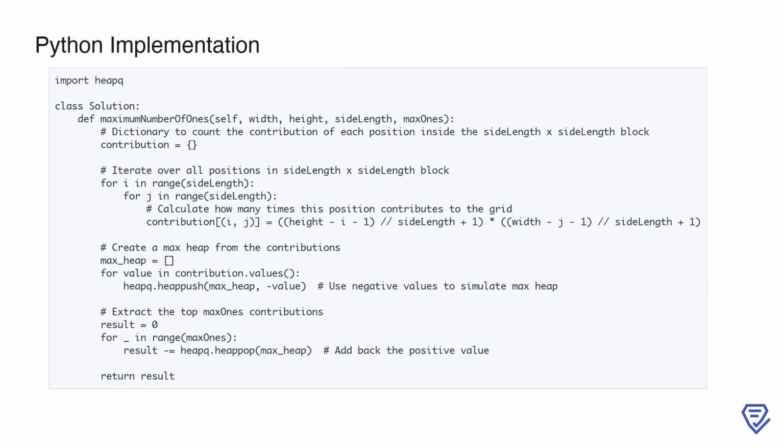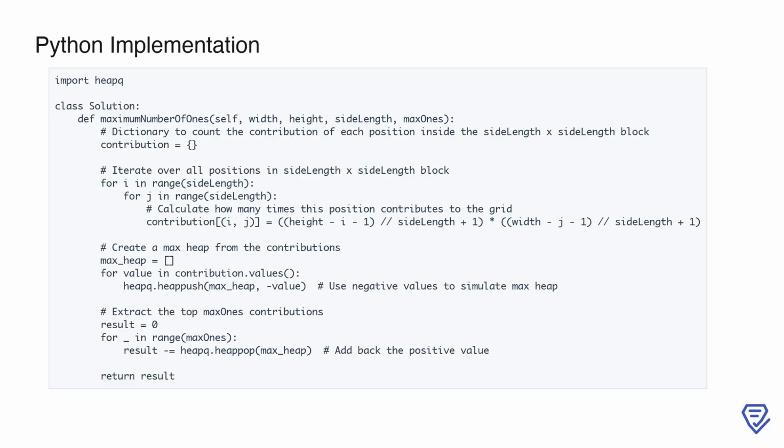This code solves the problem of maximizing the number of ones in a binary matrix under the given constraints. The matrix is divided into a repeating pattern of sideLength x sideLength blocks. Each position in this block contributes to multiple positions in the original grid. First, the code calculates the contribution of each position within the sideLength x sideLength block to the entire grid. The contribution is determined by counting how many times the block's position overlaps with the grid, based on the grid's dimensions, width and height. For each position i, j, its contribution is proportional to how many full blocks fit in the vertical and horizontal directions starting from i, j.